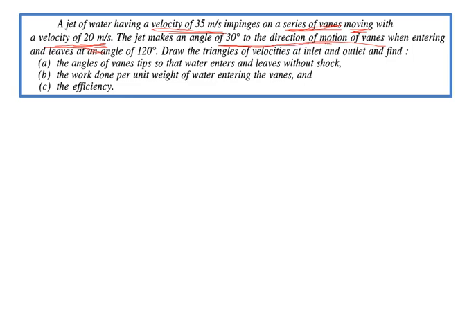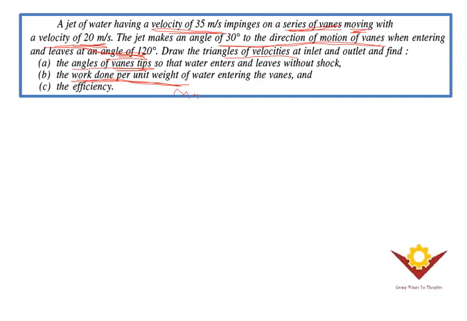The jet makes an angle of 30 degrees to the direction of motion of vanes when entering, and leaves at an angle of 120 degrees, which is the angle of deflection. Draw the velocity triangles at the inlet and outlet, and find the vane angles, theta and phi, so that water enters and leaves without shock. And find the work done per unit weight. It is not work done per second, it is per unit weight, that means the work done per weight of water entering the vanes.